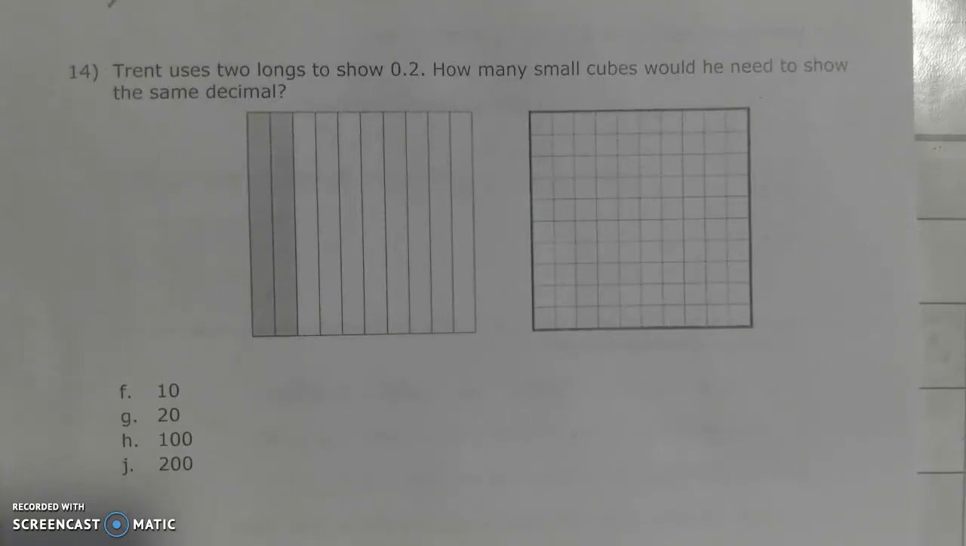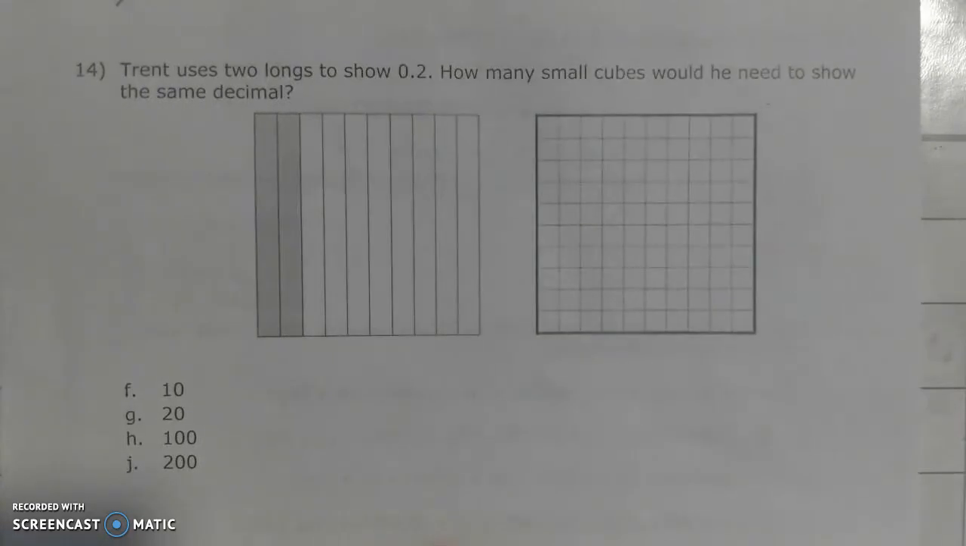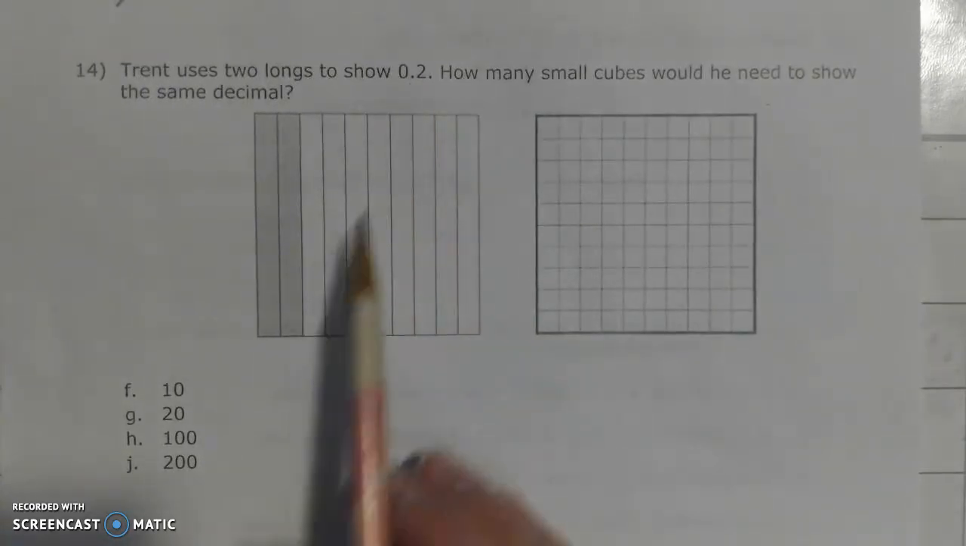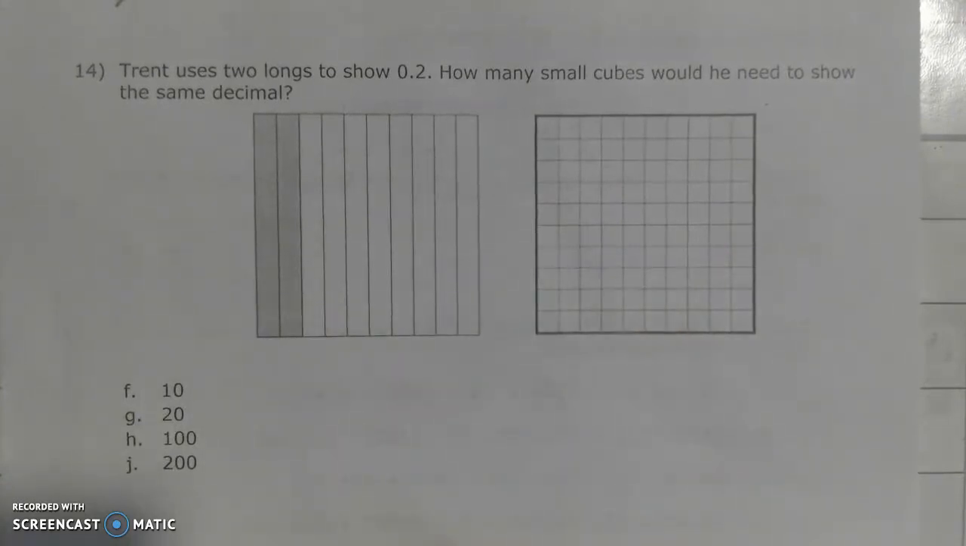Trent used 2 longs to show 2 tenths. How many small cubes would he need to show the same decimal? So here I have 2 models, and it's asking me to tell what he would need to use, the small cubes, to show as many as this.